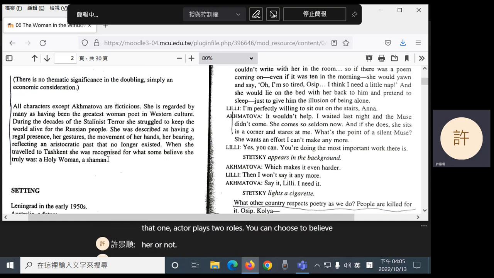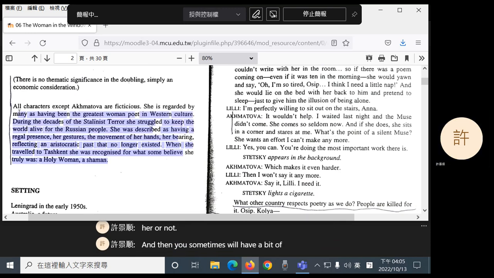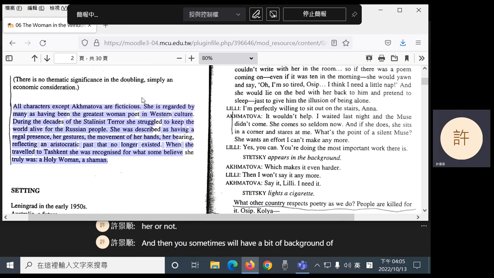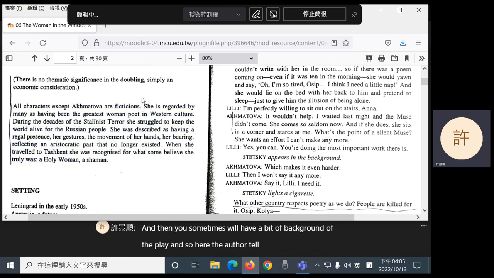And then you sometimes will have a bit of background of the play. And so here the author tells us that Anna Akhmatova was a real person, but everybody else is invented. And it gives us a bit of background about what kind of person she is. And the most important part, I think, is when she traveled to Tashkent, this is in Central Asia, she was recognized for what some believe she truly was, a holy woman.